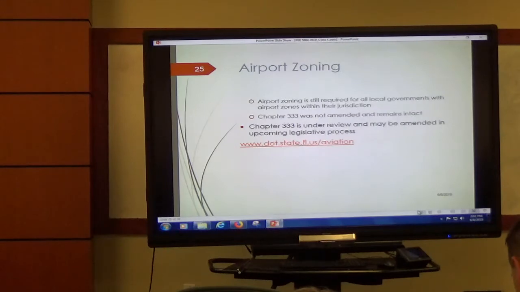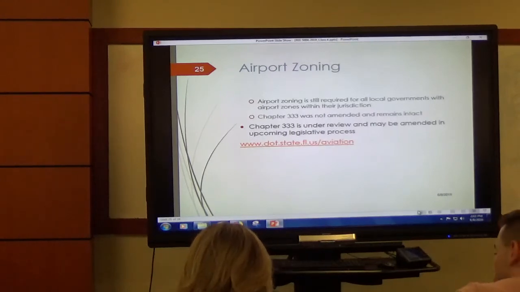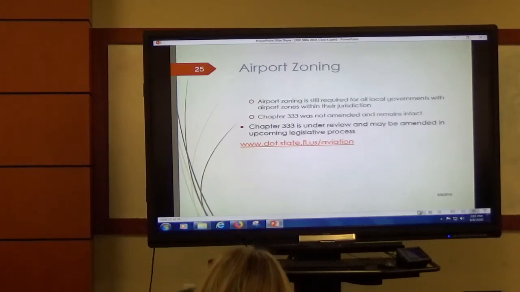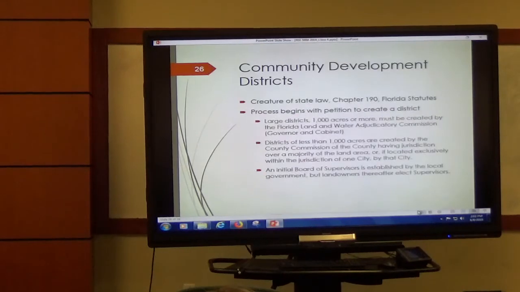Airport zoning, this chapter 333, is still required for all local governments with airport zones within their jurisdiction. That's that oddly shaped three-dimensional airspace around the airfield. And even after 163 was amended, chapter 333 was not. It still remains in place. At the time that I wrote this slide, it was under review. That work that I did on the task force was still being worked on legislatively, but I think it's been abandoned at this point.